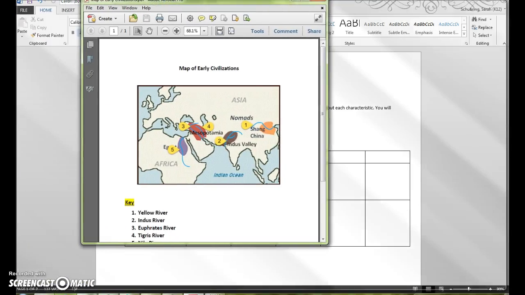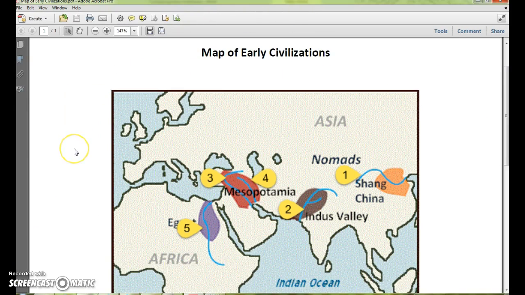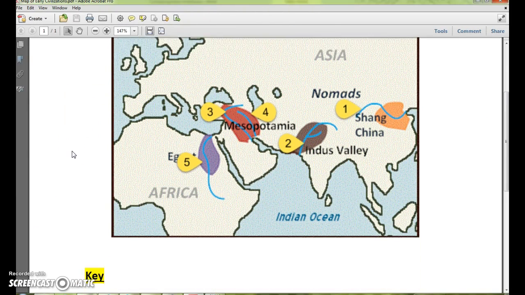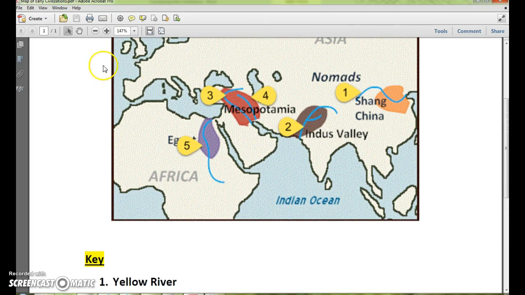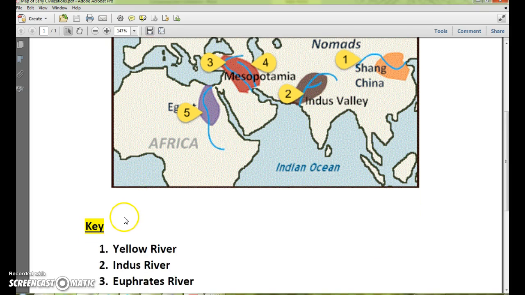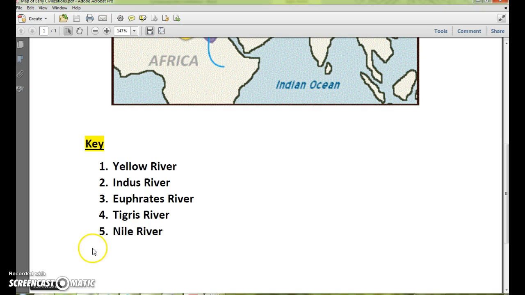I also want to note that we have attached with the assignment, or in Edmodo today, not with the assignment, but just a help resource. So you did a map this week about the different rivers here and where they were located compared to some of these early civilizations. There's Egypt right there. And here's the filled in map for you to print and add to your notebook.